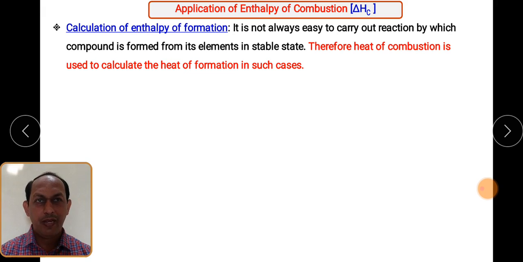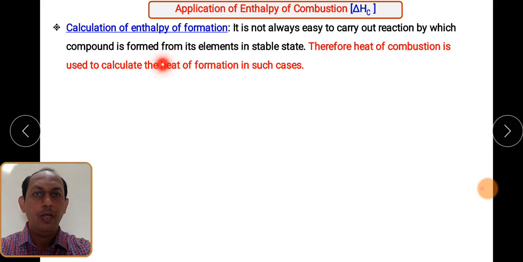So what is the application of enthalpy of combustion? What basic thing can we study when we know the value of enthalpy of combustion? The first thing is that based upon the enthalpy of combustion value, we can calculate the enthalpy of formation of any particular compound, because it is not always easy to carry out the reaction of a compound being formed from its elements in stable state. Therefore, heat of combustion is used to calculate heat of formation in such cases. It is very difficult to calculate the value of heat of formation directly.